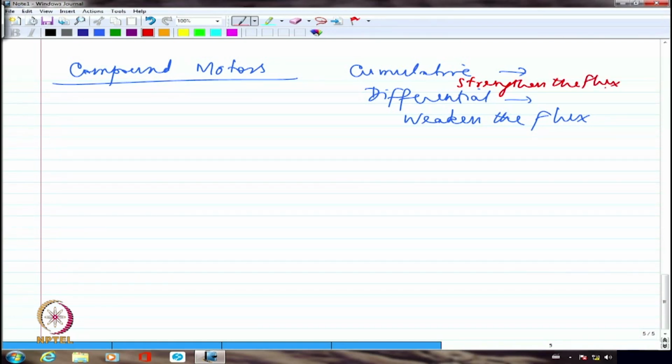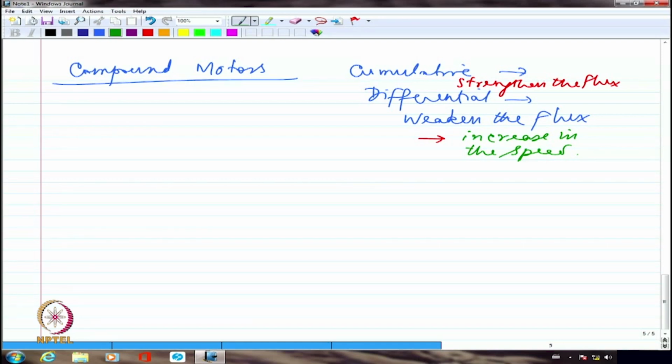Whenever I see weakening of the flux, I will have an increase in the speed. We already said field weakening will generally increase the speed. EB is proportional to omega multiplied by phi. So if I keep EB, or the applied voltage, constant but reduce the flux, automatically the speed has to increase so that it gets back to the original value of back EMF. That is what is going to happen.